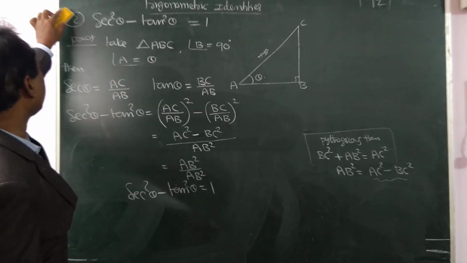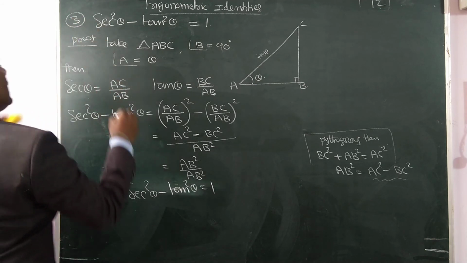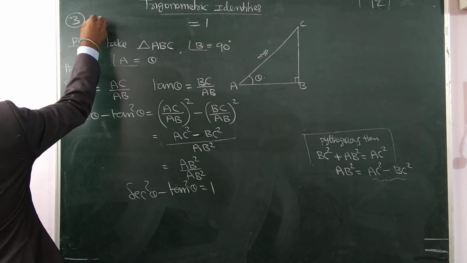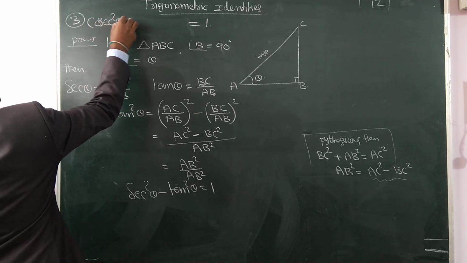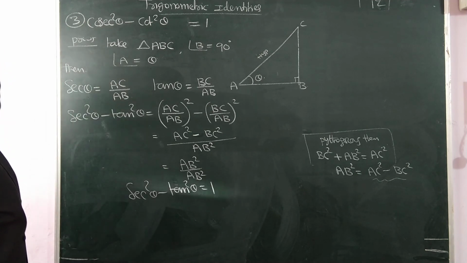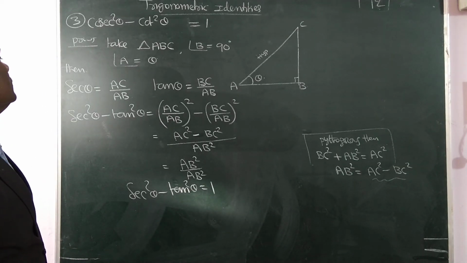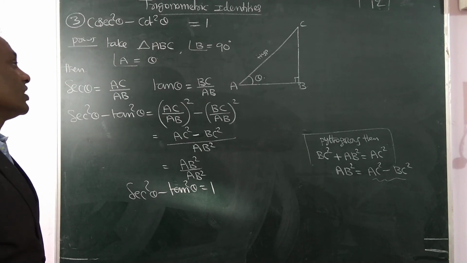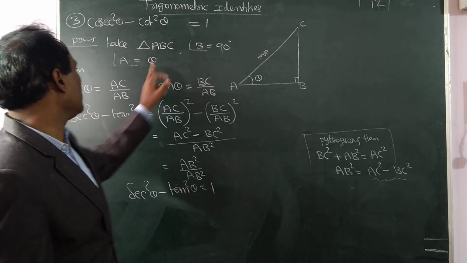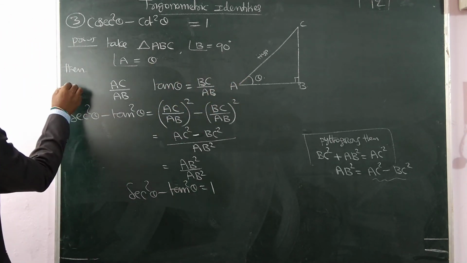In the same way, the third identity. I told that there are 3 identities. The third identity is cosecant square theta minus cot square theta, which is also 1. Prove this. Cosecant square minus cot square is 1. Take triangle ABC where angle B is 90 and let this angle be theta. We require the cosecant theta definition.